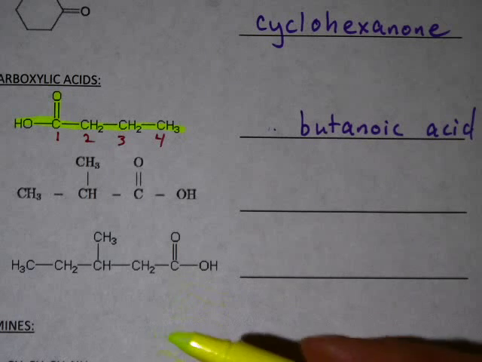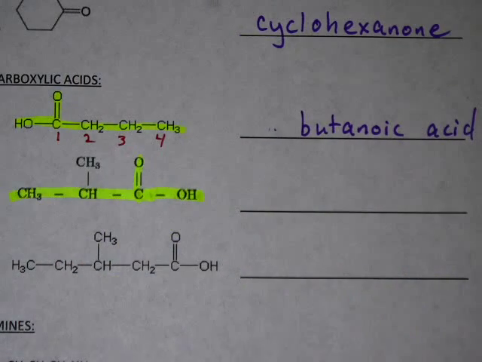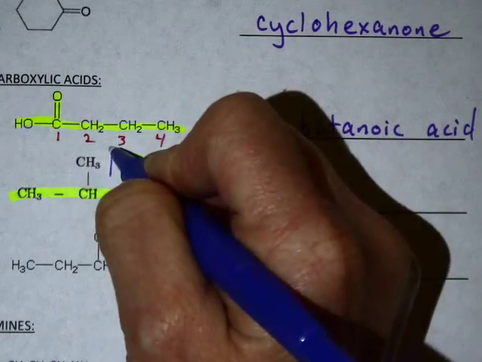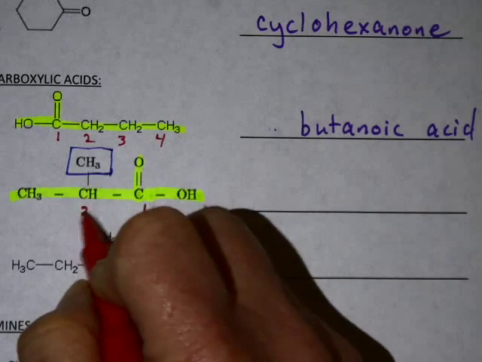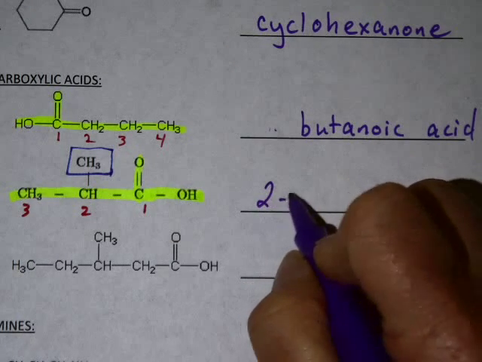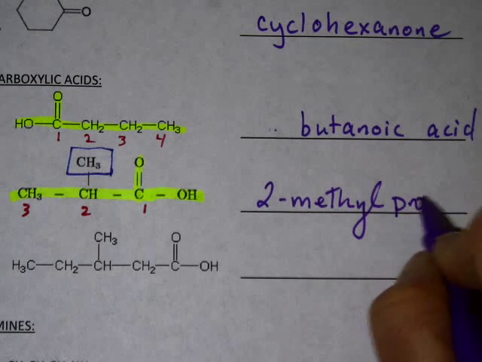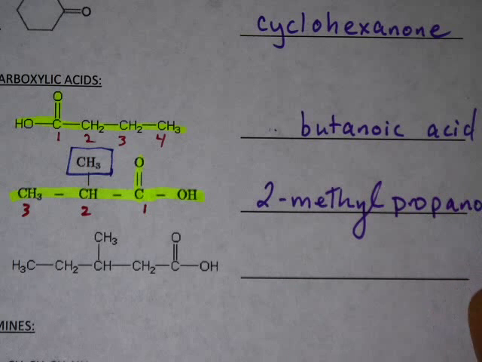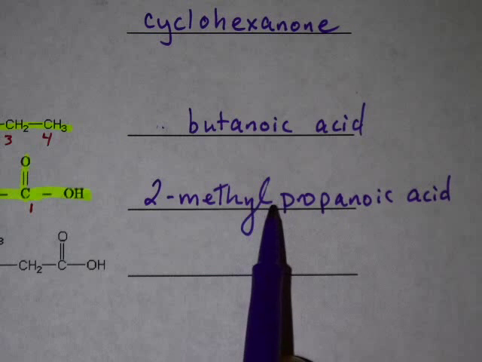How would it look if you have something attached? Not much different. Highlight the longest chain that includes the functional group. Identify if anything is branching off. Number from the end closest to the functional group, like that. Notice 3 carbons is prop. There's a methyl on carbon 2. 3-methyl propanoic acid. Notice I don't have a number 1 right here.